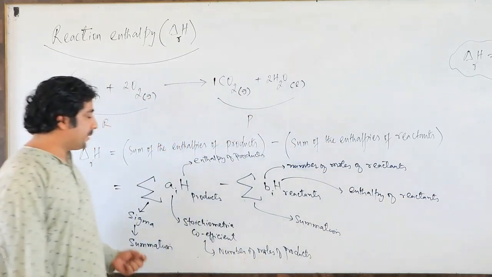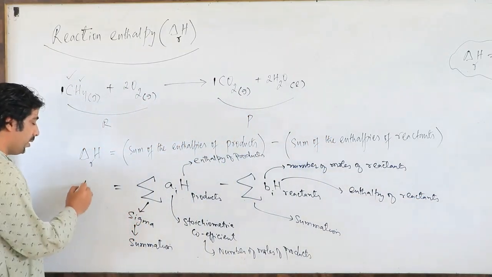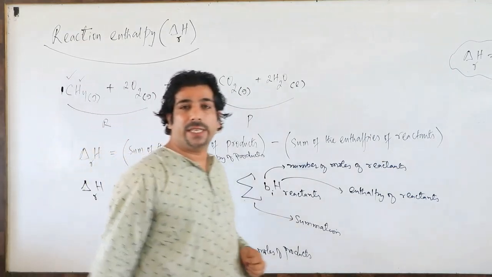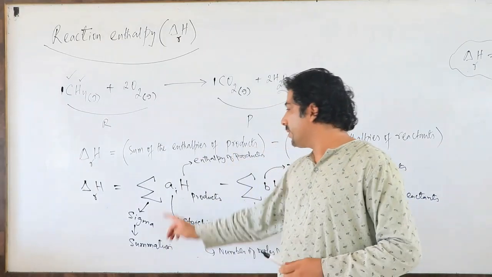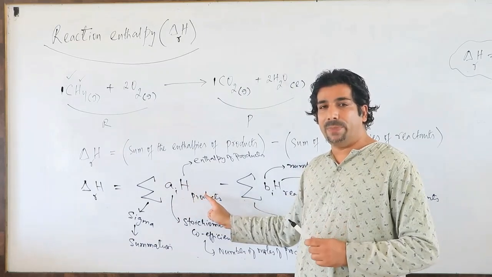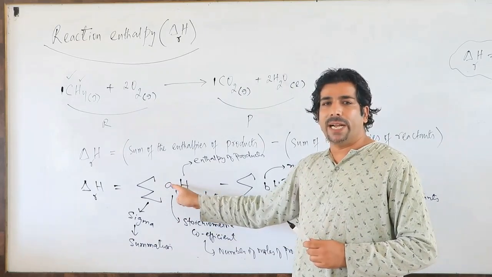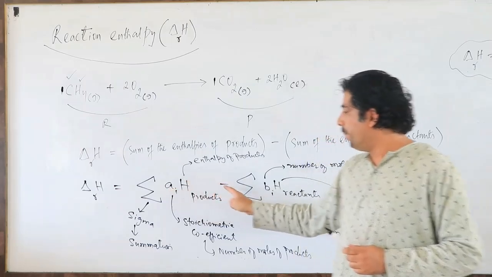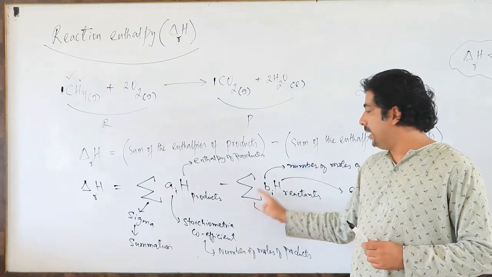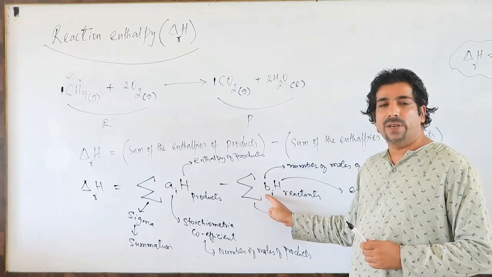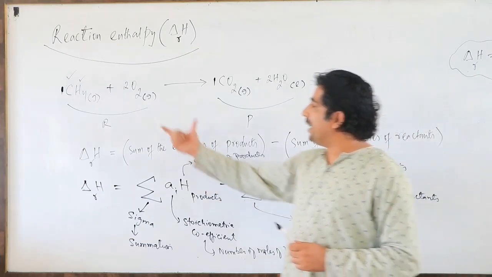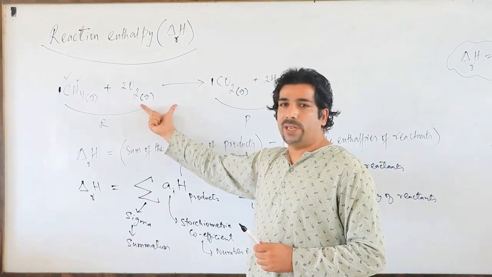So my dear friends, you might have understood now the expression for delta HR. This is the expression for delta HR. That is the sum of the enthalpies of products multiplied by the stoichiometric coefficients, minus the sum of the enthalpies of reactants multiplied by the stoichiometric coefficients of reactants. So this is our expression. Through this expression, we can calculate delta HR for this particular reaction.